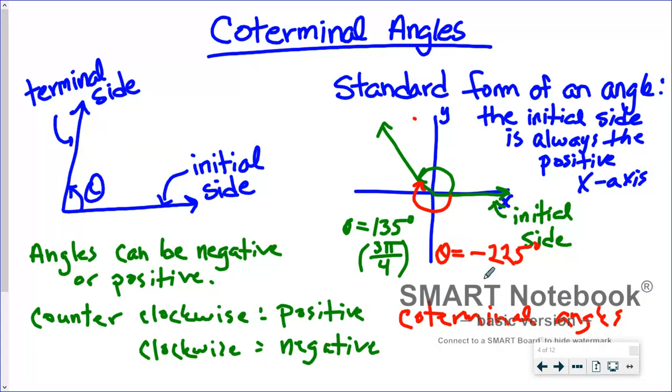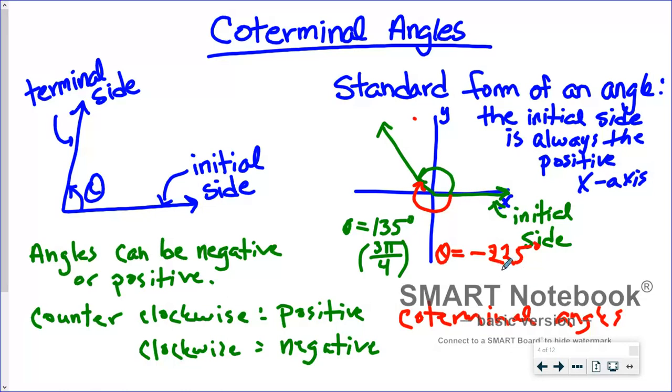Now, if you add the absolute value of these together, what do you get? Think of this as positive. What's 225 plus 135? 360, right? So coterminal angles, if you add their absolute values together, will always be 360 degrees, when we're talking about small angles like this.